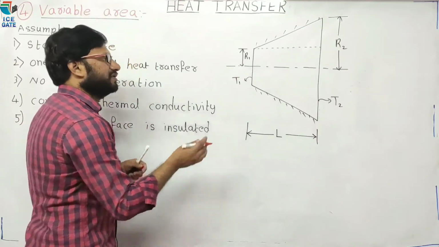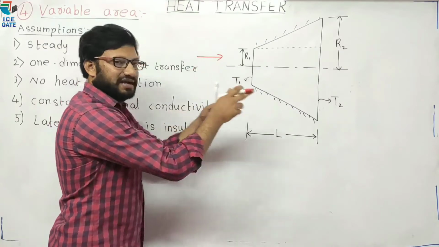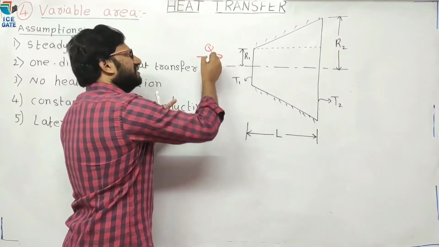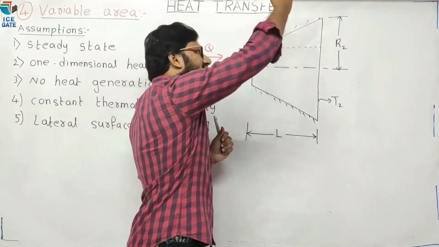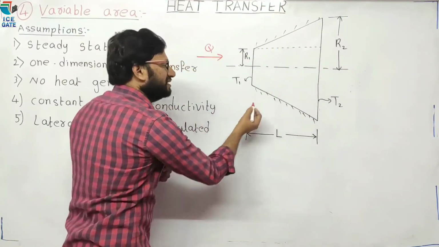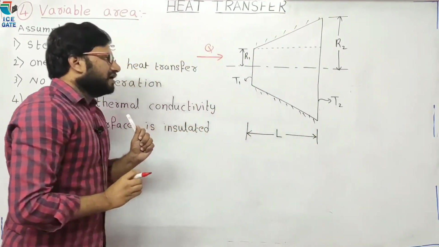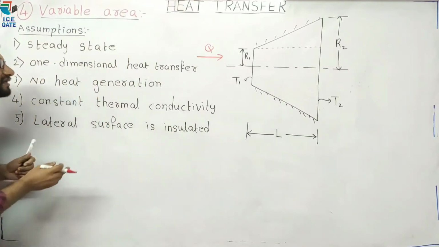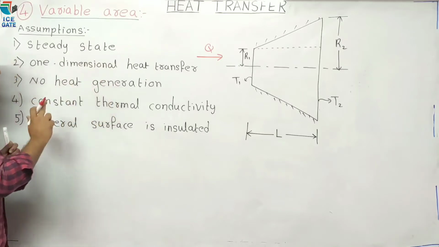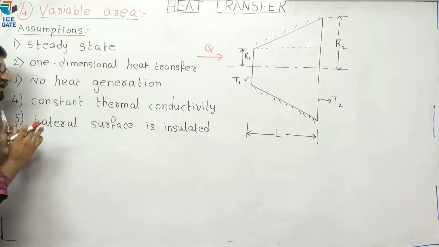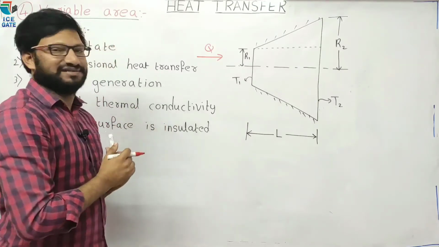See, in this variable area, one-dimensional heat transfer. Heat is transferring in x direction. Okay, there is no heat transfer in y direction. That's why I mentioned insulated. Okay, now under these assumptions, steady state, one-dimensional heat transfer, no heat generation, constant thermal conductivity and lateral surfaces are insulated. Now let us do analysis.